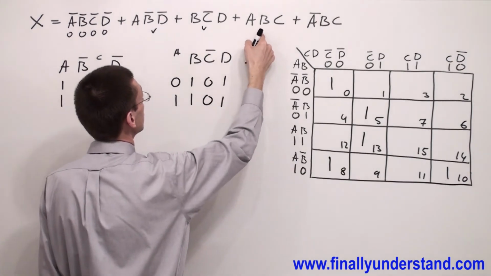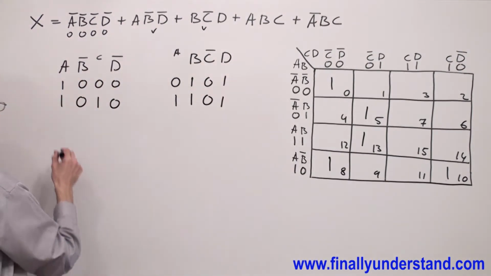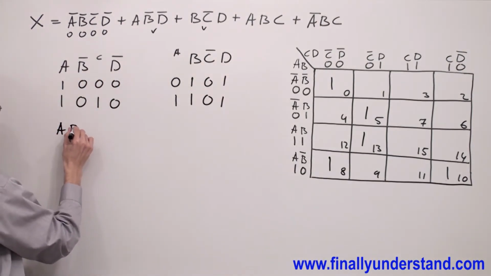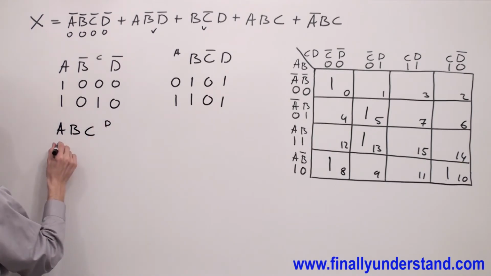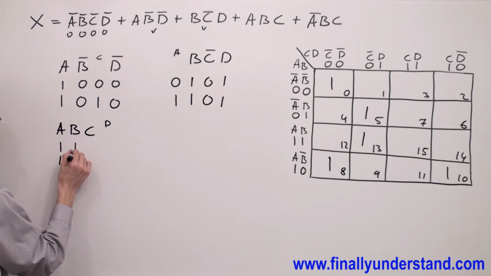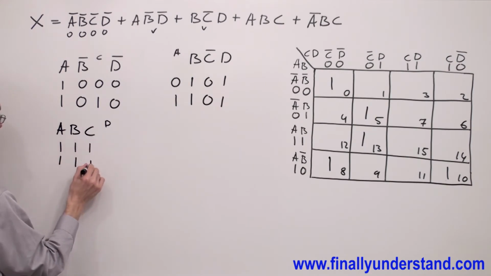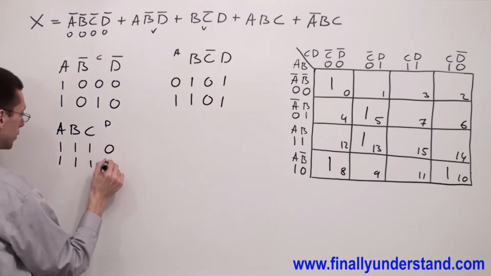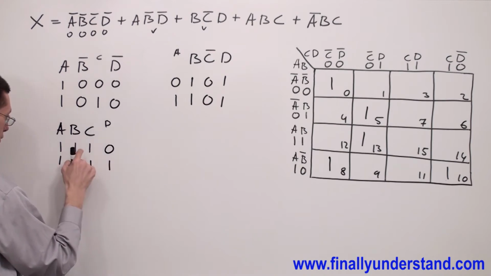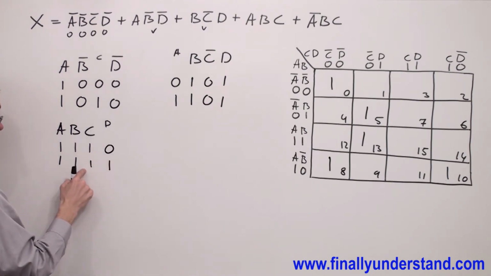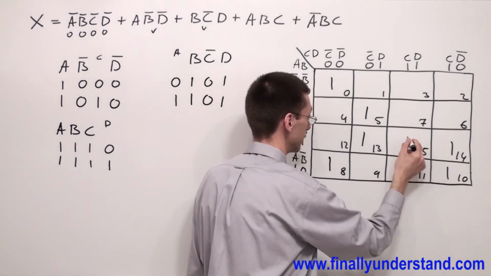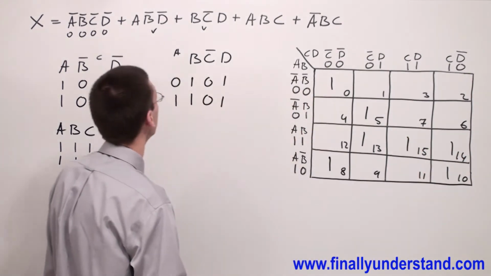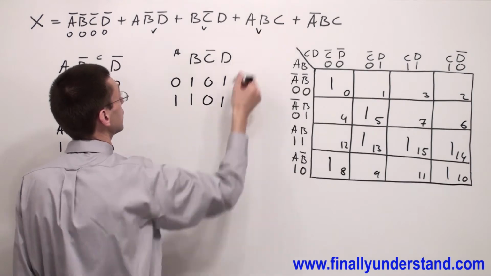Let's take a look at this one. I have A, B, C. I'm missing D. A represents 1. B represents 1. C represents 1. D could be 0 or could be 1. This is binary 14 and binary 15. I'm finished with this term.